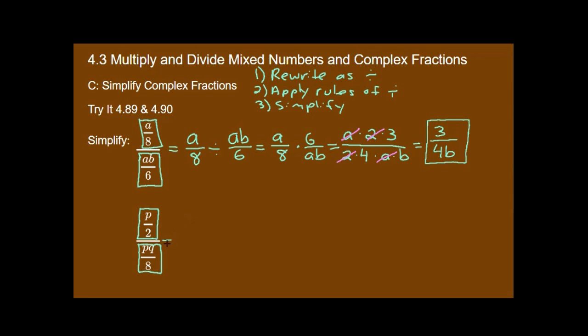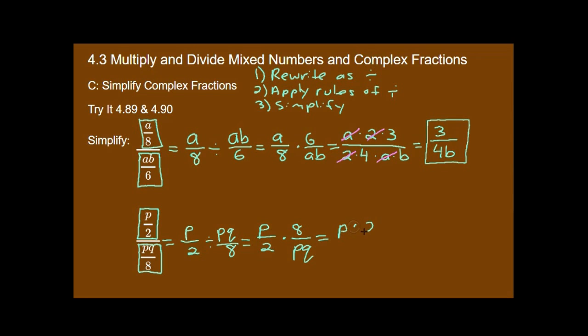Next one, I'm going to rewrite as a division problem. P over 2 divided by PQ over 8. Then I'm going to apply the rules of division by changing it to a multiplication problem, times 8 over PQ. Okay, and then when I rewrite it, I'm going to notice that I have a 2 here and I have an 8. 8 is divisible by 2, so I'm going to factor out a 2.